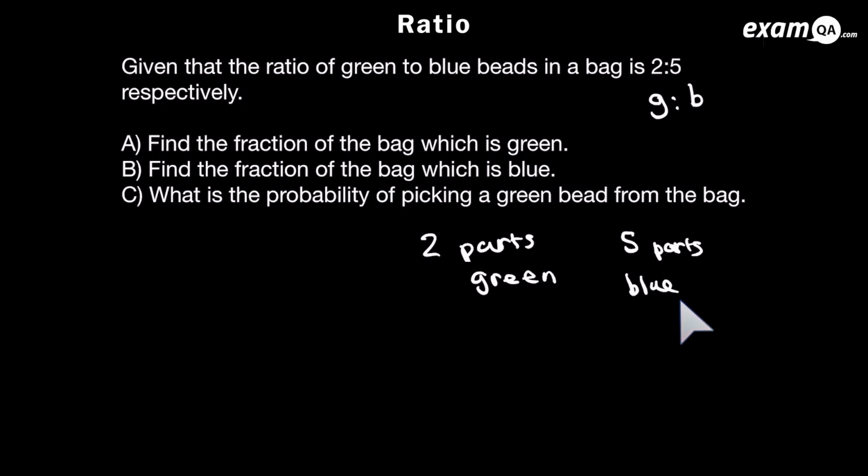Now we need to work out what fraction is green. So on the top we have number of parts which are green and that's 2. And the denominator is the total number of parts, which is the 2 plus 5, and that's 7. Part B is more or less the same. It just wants us to work out what fraction is blue. So the number of parts which is blue is at the top, and that's 5. And the denominator is the total number of parts, which is 7.